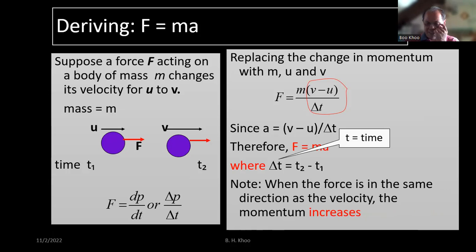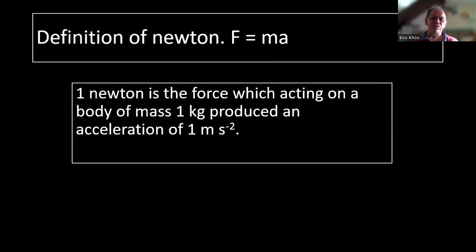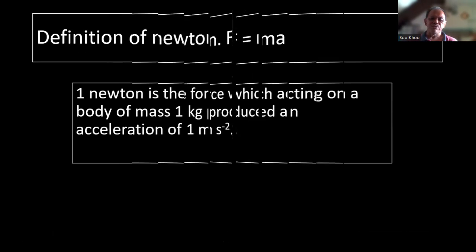When the force is in the same direction as the velocity, the momentum increases. Or we say the body accelerates. If the body accelerates, it changes velocity from initial to final velocity. Then we just times mass to the velocity, we get momentum. So if there's a force acting in the same direction as the velocity, the momentum increases. Definition of Newton: 1 Newton is a force which, acting on a mass of 1 kilogram, produces an acceleration of 1 meter per second squared.